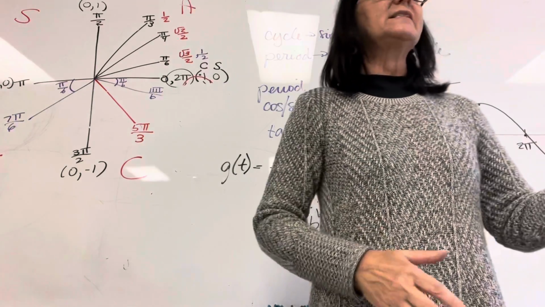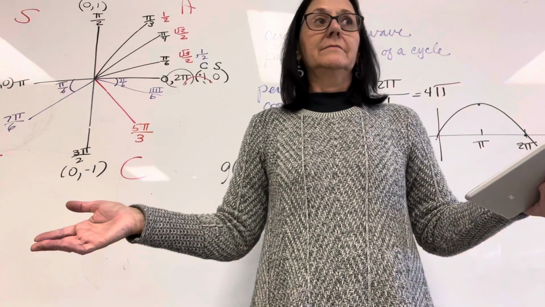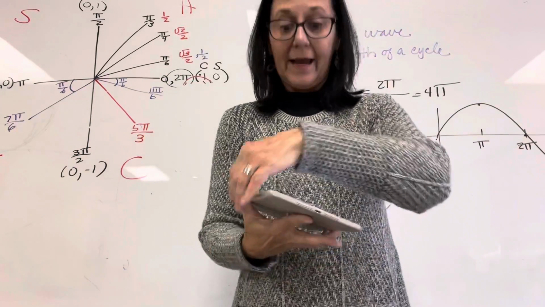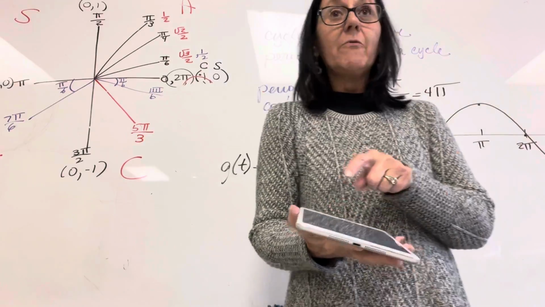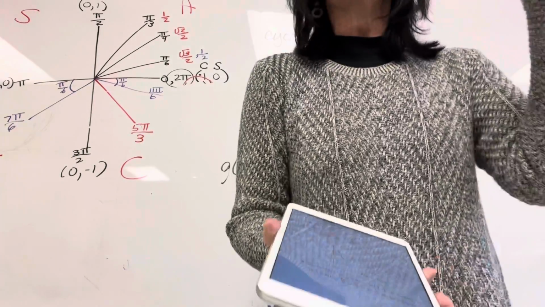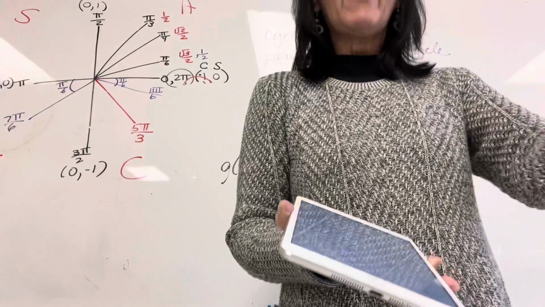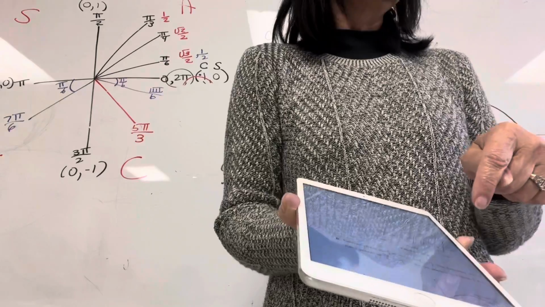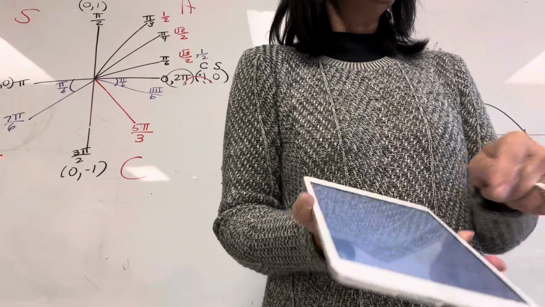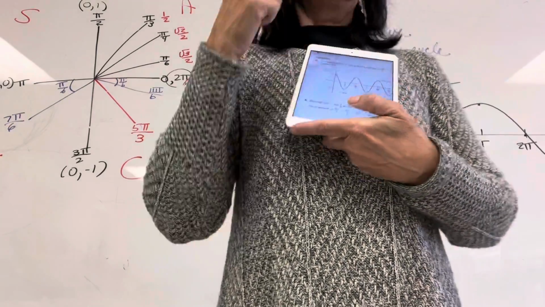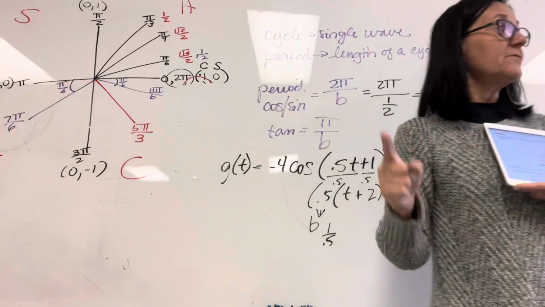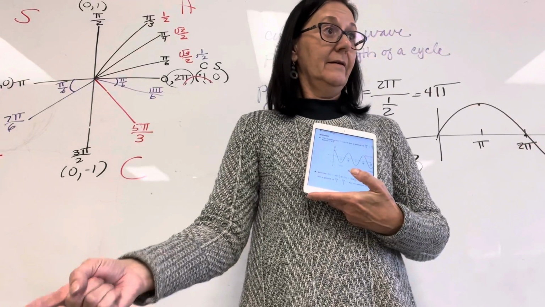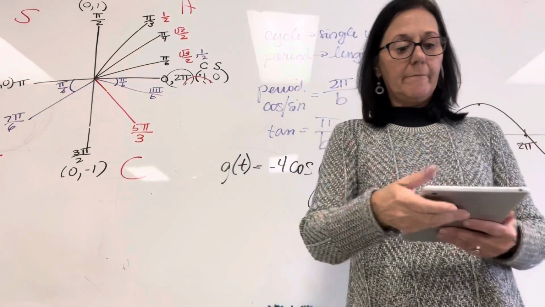How many waves between 0 and 2 pi? 3. That is correct. So look back. Do we have 3 waves between 0 and 2 pi? The b value tells me how many waves, or what fraction of a wave, between 0 and 2 pi. Do you see there's 3 complete cycles between 0 and 2 pi? Everybody see that? Okay, so this b value tells me how many waves between 0 and 2 pi, but it also is used to calculate the period. Got it?